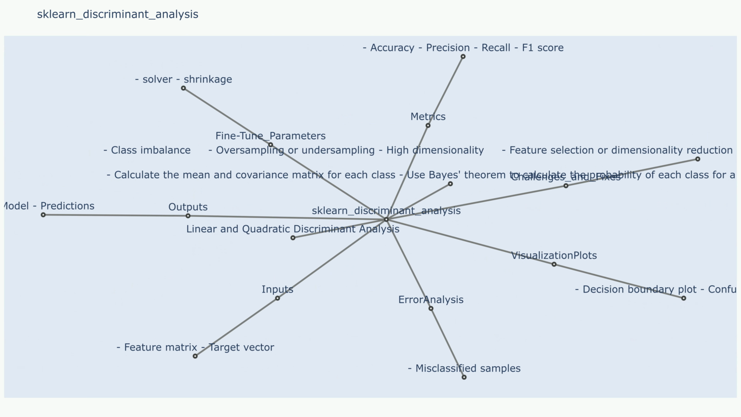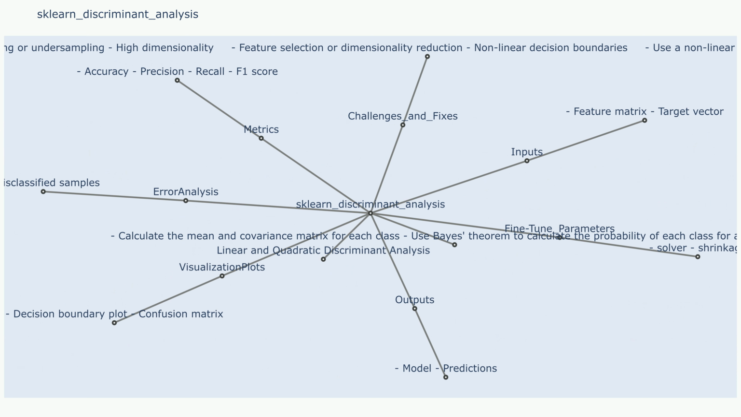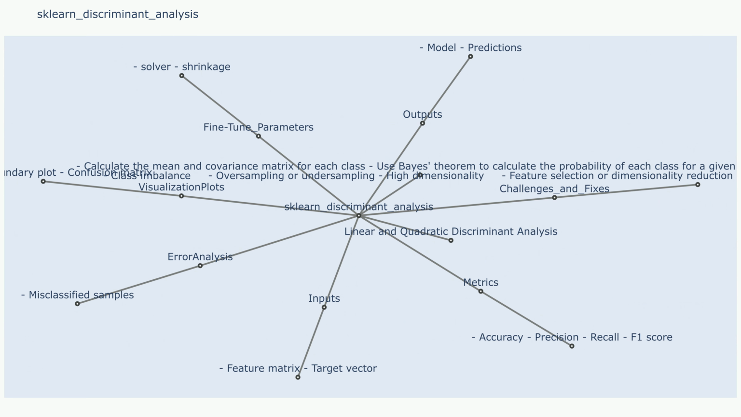Visualization plots. Scatter plot. Plot the features for different classes to visualize how well the model separates them. Colors can be used to represent classes. Decision boundary plot. Visualize the decision boundary that the model uses to classify samples. This plot can help understand how the model is making predictions.